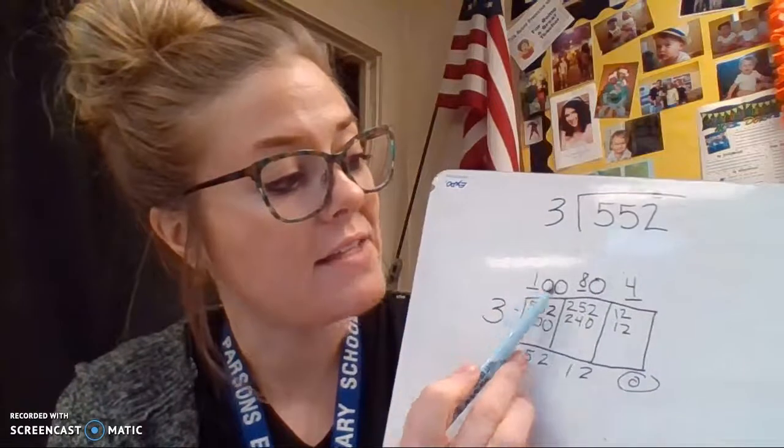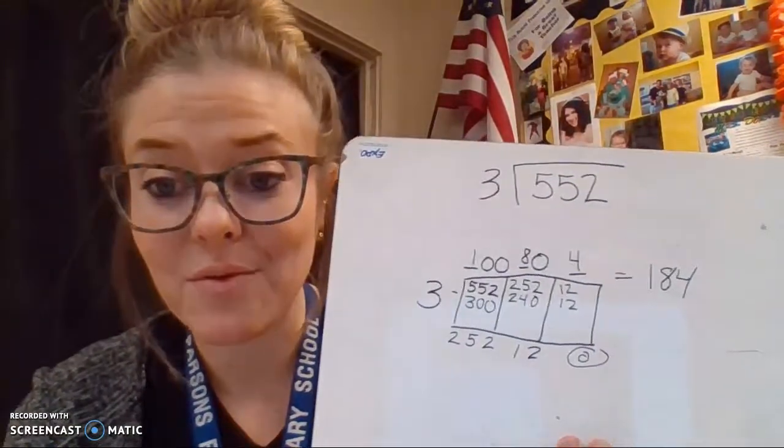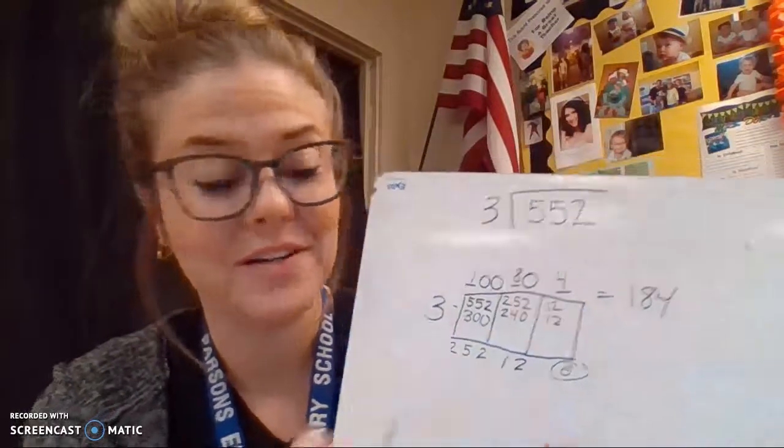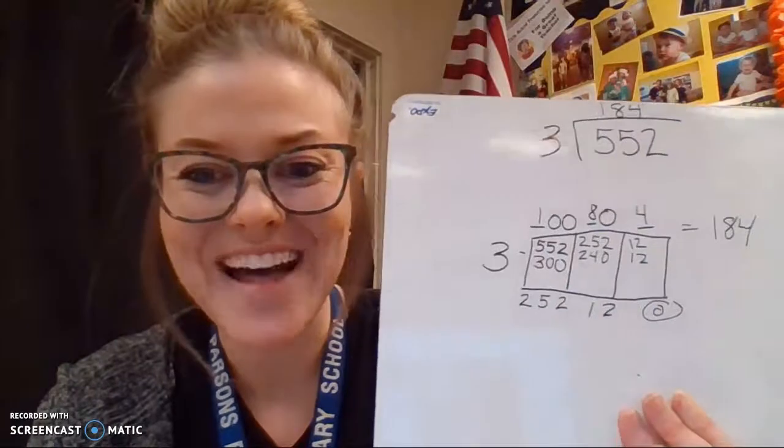Now I need to just add these up to find my quotient. 100 plus 80 plus 4 equals 184. 552 divided by 3 equals 184. And that is place value sections.